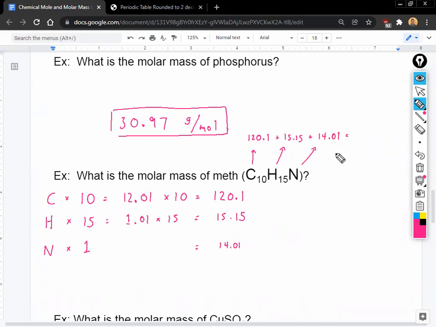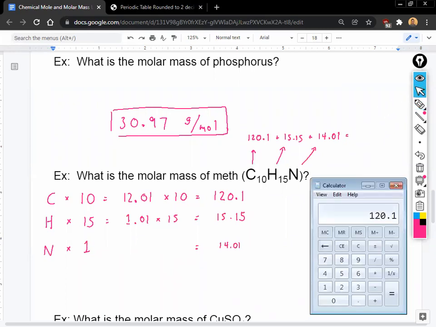Now what we have to do is just put them together. So we're just going to go on our calculators real quick. We're going to do 120.1 plus 15.15 plus 14.01, and that'll give us the molar mass of meth. So the molar mass of meth is 149.26, and the unit of measurement is grams per mole.